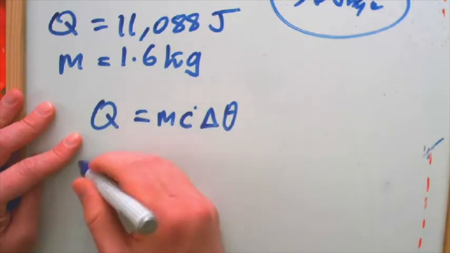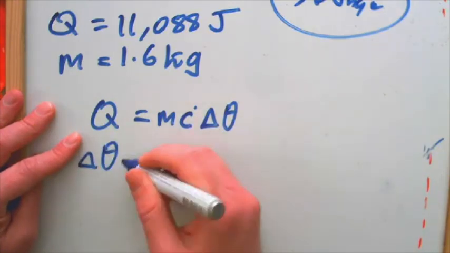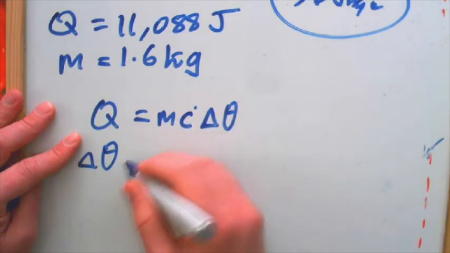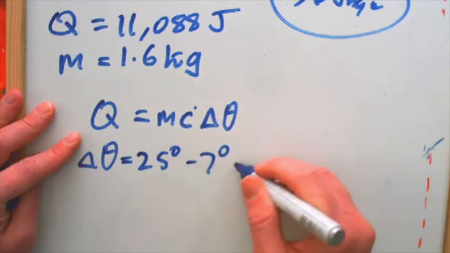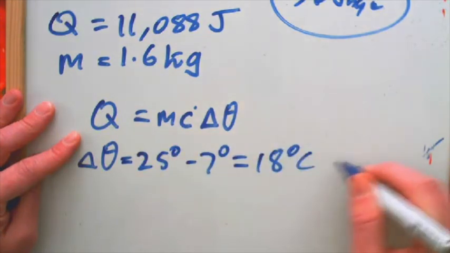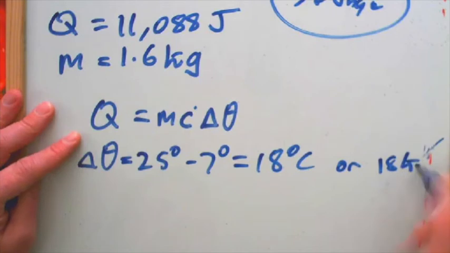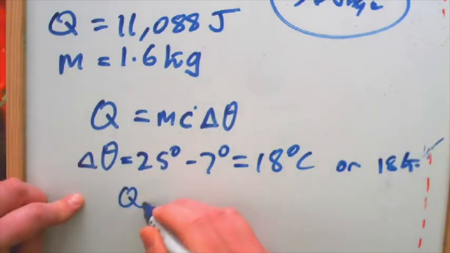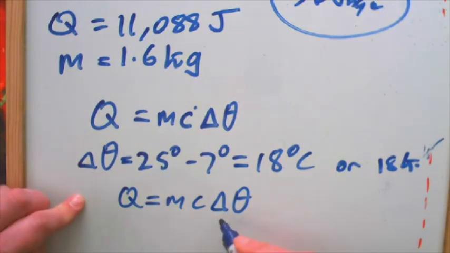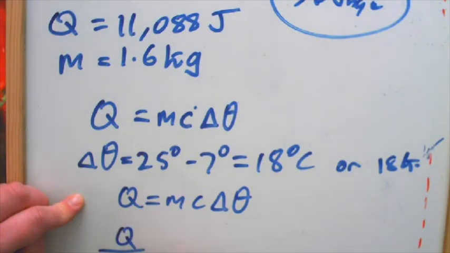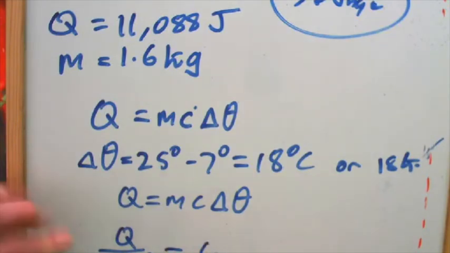Let's get our change in temperature first. So that is from 25, which is our final, minus our initial, which is 7, which is 18 Celsius, or 18 Kelvin. And now let's just rearrange our formula a little bit. We start off with Q is equal to m times c times the change in temperature, but this time we're looking for the heat capacity. So let's divide Q by m and also by the change in temperature, which cancel out, leaving us with just the heat capacity.